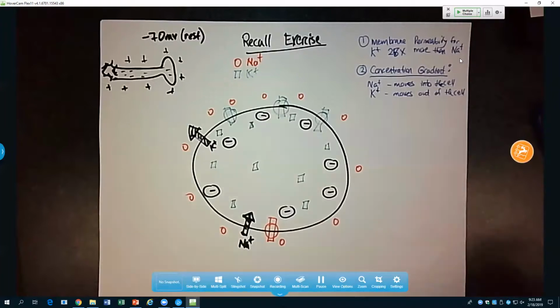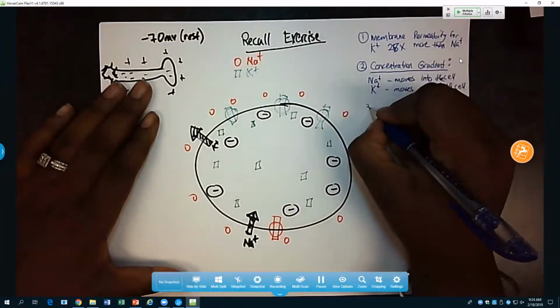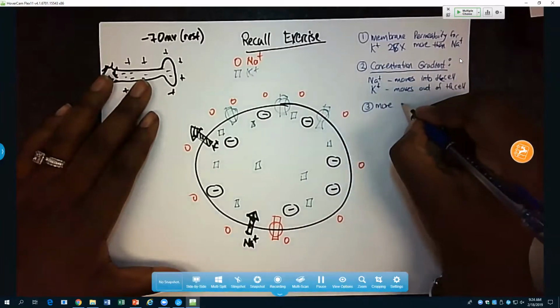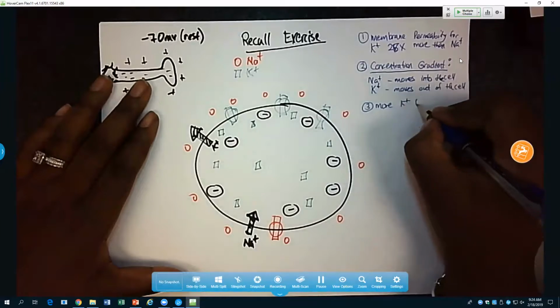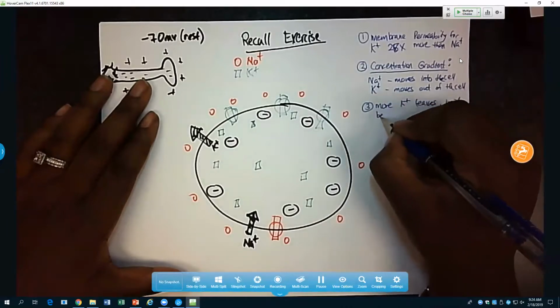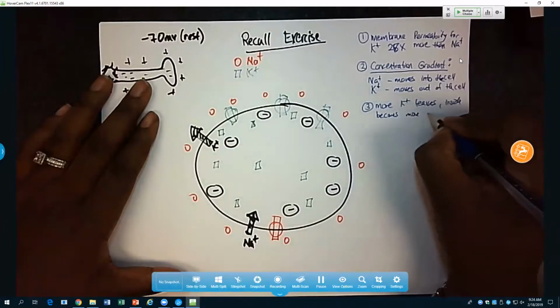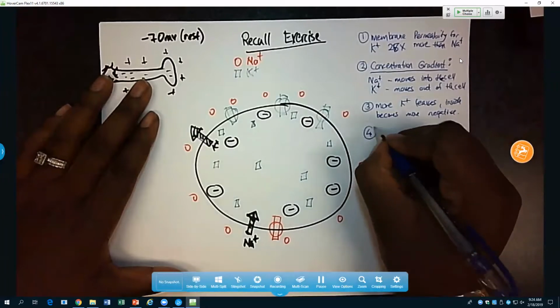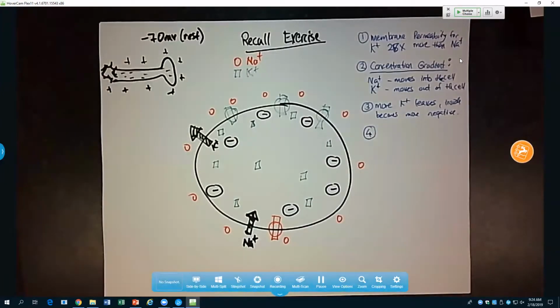Okay. What does that then bring us to? So let's make a note here. So more potassium leaves, inside becomes more negative. What does that then lead us to? Inside of the cell is more negative, outside the cell is more positive. What is that?